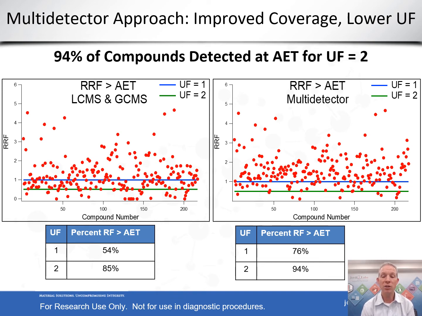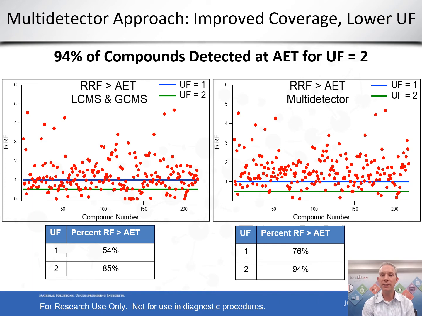What we've plotted is the larger RRF value, whether it was LCMS or GCMS. So whichever one is bigger, that is the one that was plotted. And we can see that only 54% of the compounds give a response that is above that for the surrogate standard, i.e. that compound would register as above the AET when using the combination of LCMS and GCMS only. If we increase that UF to 2, we can improve that coverage to 85% of the database.